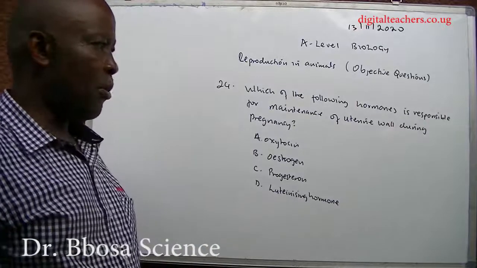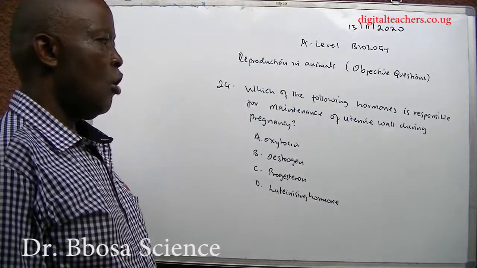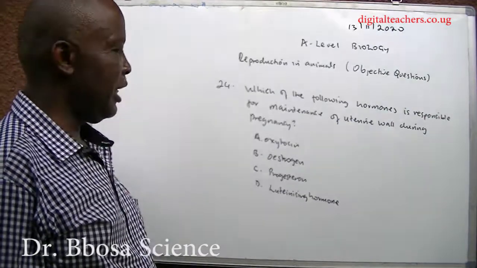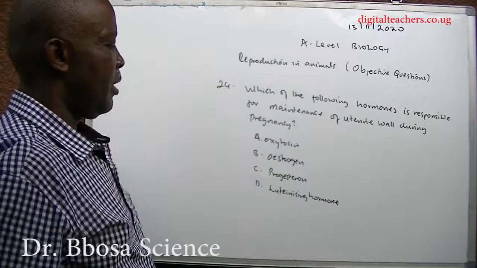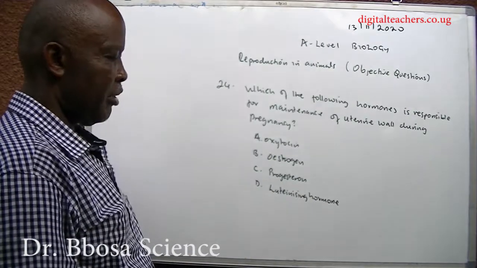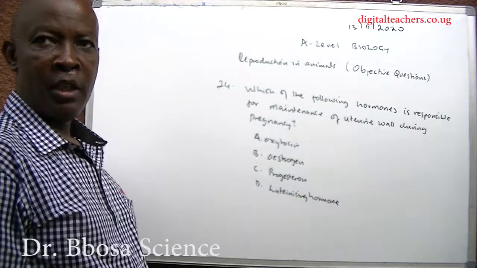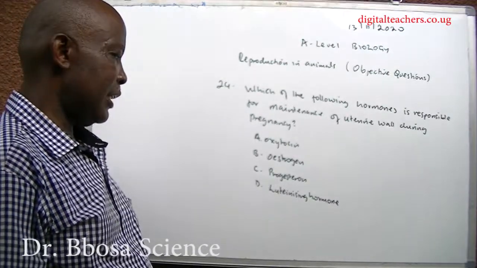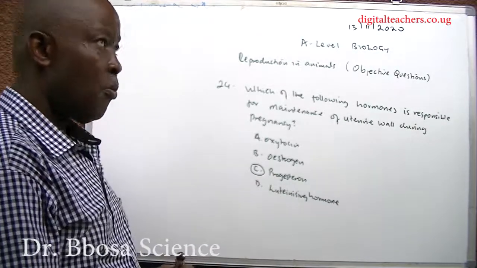Which of the following hormones is responsible for maintenance of uterine wall during pregnancy? A. Oxytocin. B. Estrogen. C. Progesterone. D. Luteinizing hormone. You can pause and answer. The answer is C. Progesterone.